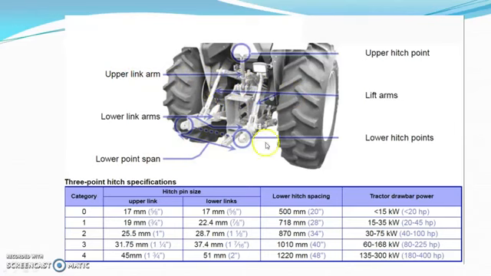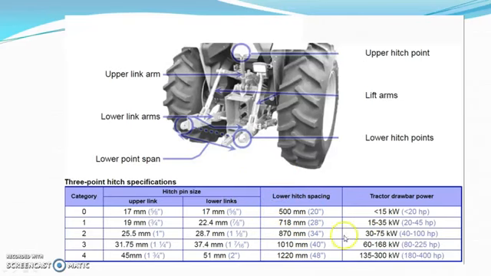You can just have a look at this, and as per the standards there are 4 categories, and there is also 0. If you see the table, the specific link sizes are given: lower hitch point and spacing, lower links, upper link, everything in millimeters. These are the standards for everyone's use. Generally when the tractors make their models, they have to choose one of the specifications from this table.